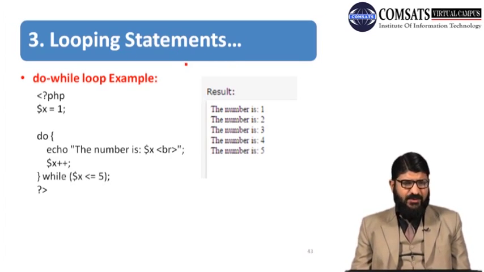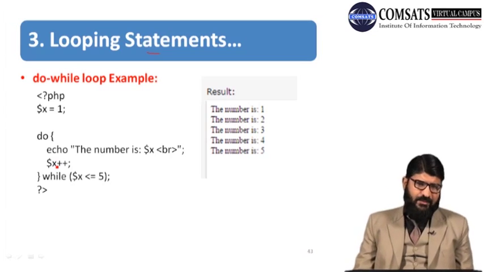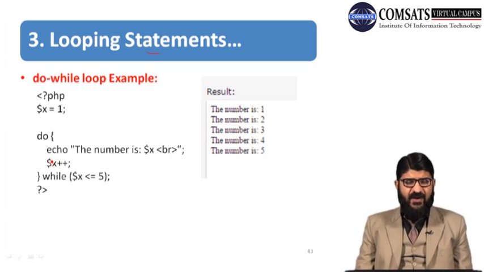Now the value is 5, the value is incremented, and the while loop condition is true, so it will print the number is 5. Now the value is increased to 6, and the while condition is false, so the do loop will not continue because 6 is not less than or equal to 5. Now it will terminate.